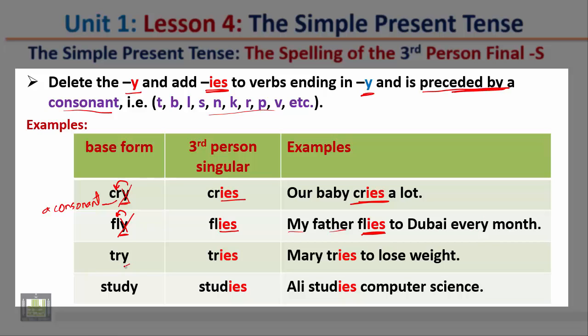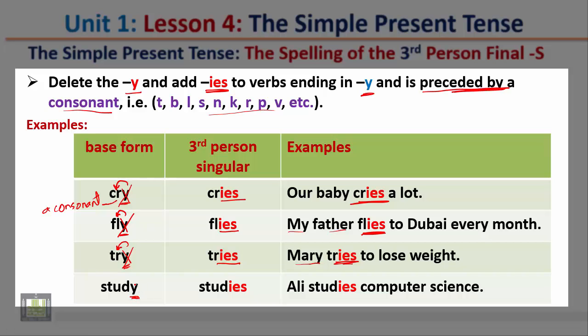Try. Again, try ends in y, and the y is preceded by the r, and the r is a consonant, so we have to delete the y and add ies to the verb. Mary tries to lose weight. Here Mary is a singular noun, so we need to add ies to the verb.